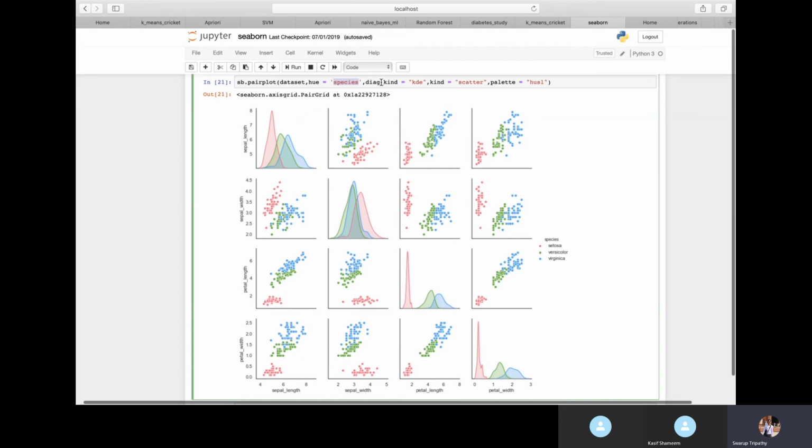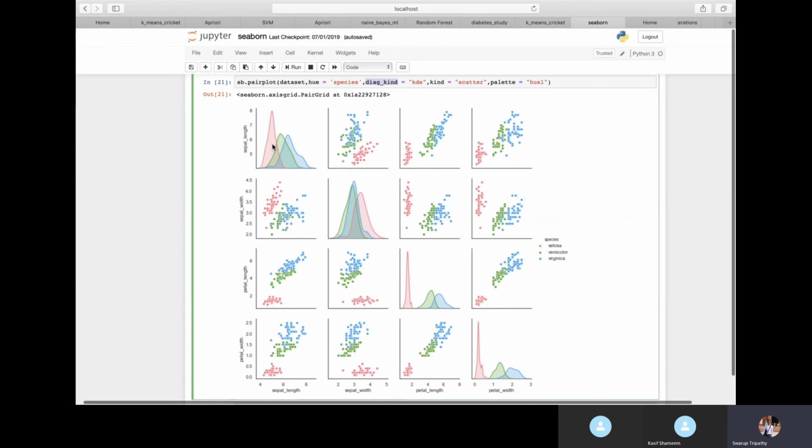Then the diagonal kind is this diagonal value. These values, the first one, then 2 by 2, then 3 by 3, this diagonal part we are saying is KDE. KDE means kernel density estimator. It will show you the density of data. Sepal length for the Setosa flower is more, and for versicolor and virginica almost the same type of data distribution is there. So this is just the distribution of data.